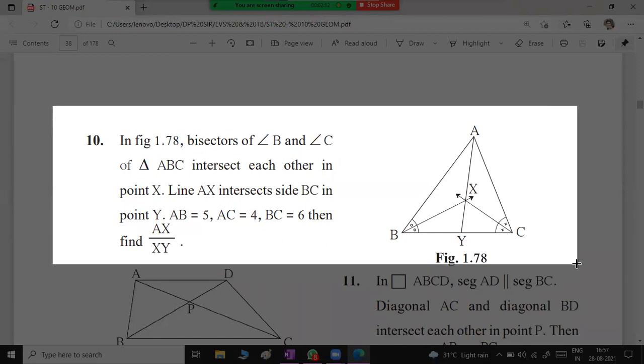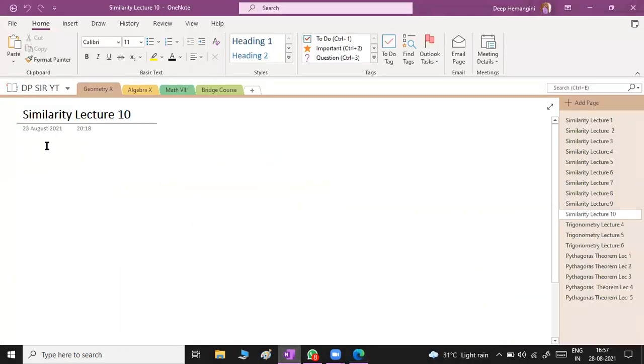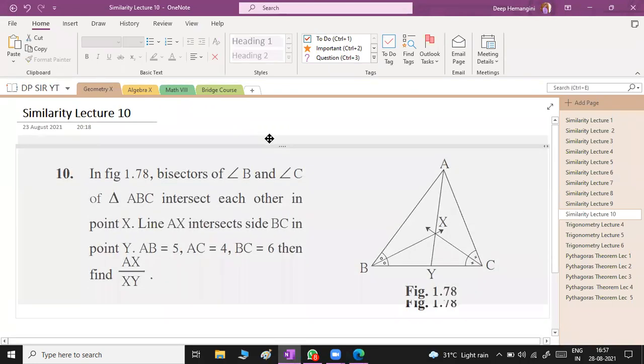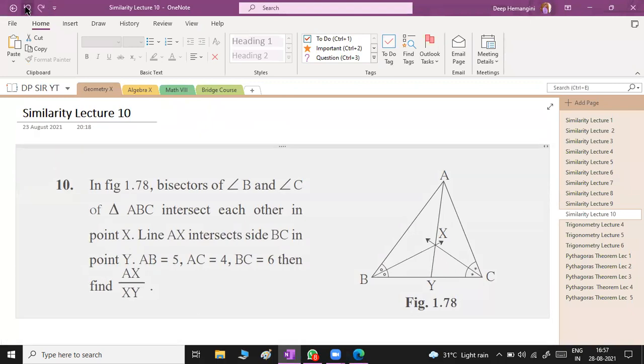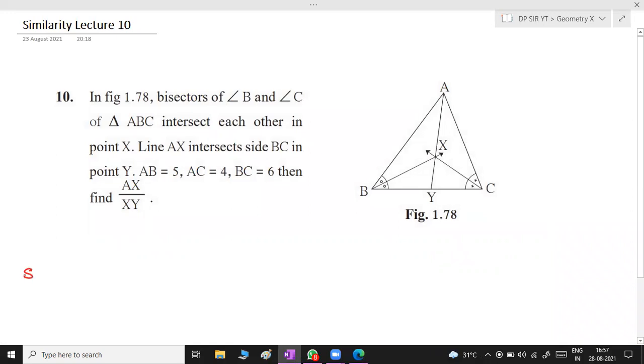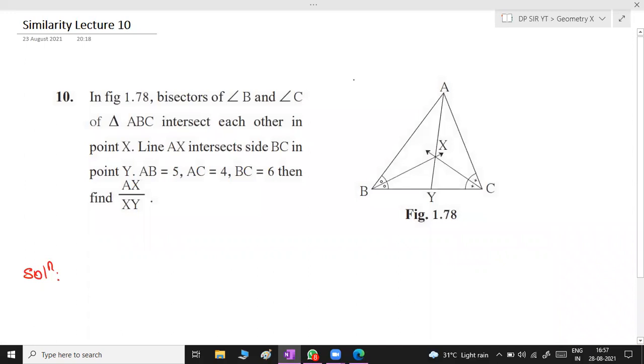Question number 10. Let me go back to my OneNote and paste it over here. So let's begin with this question. In figure 1.78, I don't know which pen got selected. Bisectors of angle B and angle C of triangle ABC intersect each other at point X.